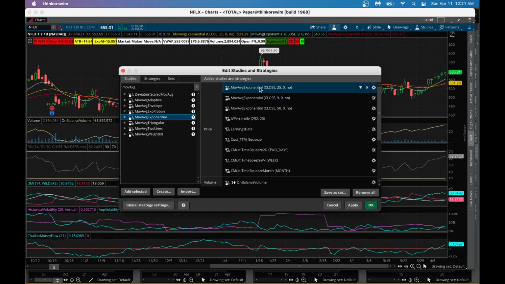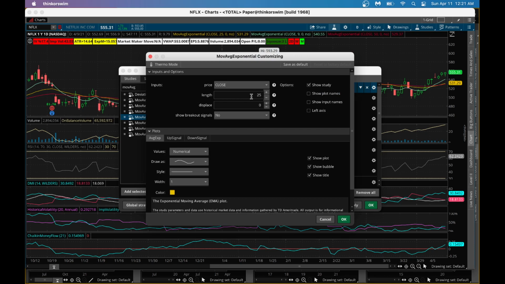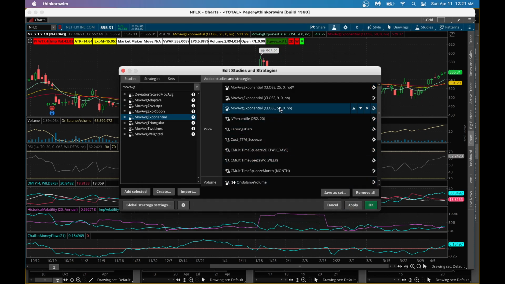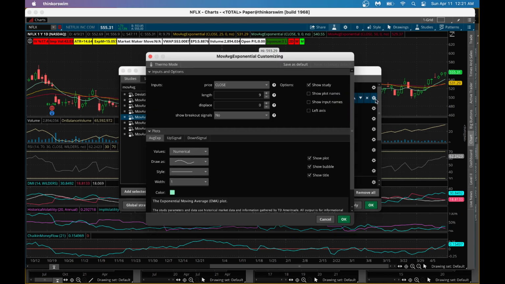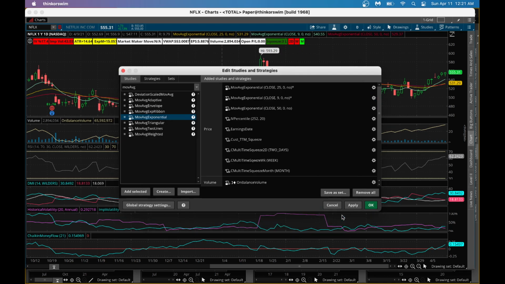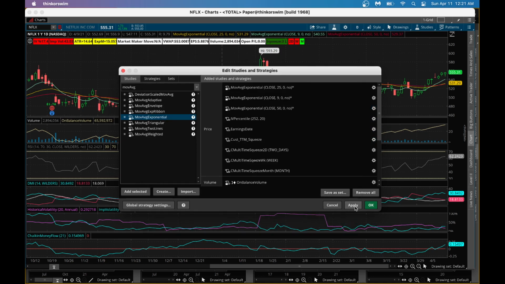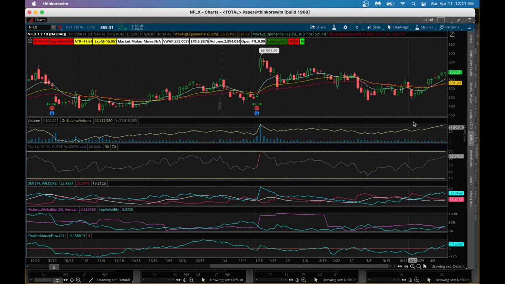You can add the same thing three times, and once you add all three, you can go in and change your length. So I have 25 length, 50 length, and 9 length. Three moving averages. The 25, I changed the color to yellow, as you can see here. The 9 I made green, and the 50 I made red. Whenever the stock falls below the 50-day moving average, I watch out a little carefully and make sure there is some sign of the stock going up before I jump in.